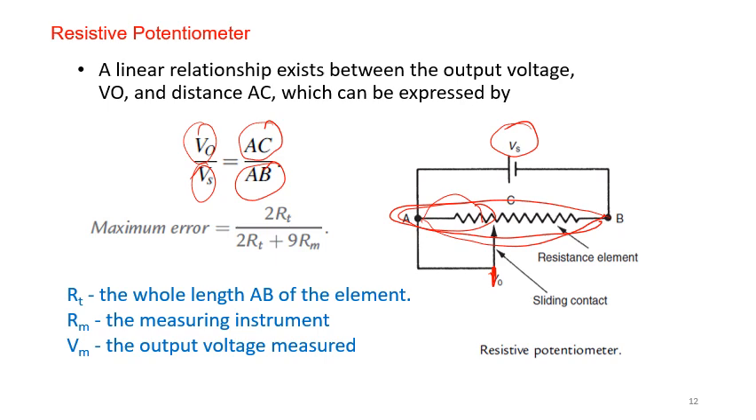So the displacement or the translational motion is going to change the distance AC, which is going to affect the output voltage V out. For this kind of measurement, the maximum error is calculated as 2RT over 2RT plus 9Rm, where RT is the resistance of the potentiometer between A and B, Rm is the resistance of the measuring instrument, the instrument which will measure the voltage, and Vm is the voltage measured by the voltmeter.